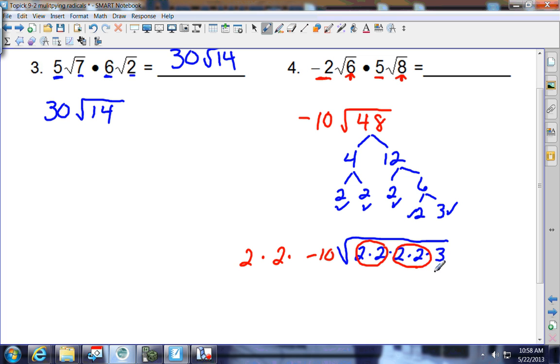Like somebody else I know. 2 times 2 is 4. 4 times -10, -40, square root of 3. That's your simplified answer. Giving some of you the time to write it down.